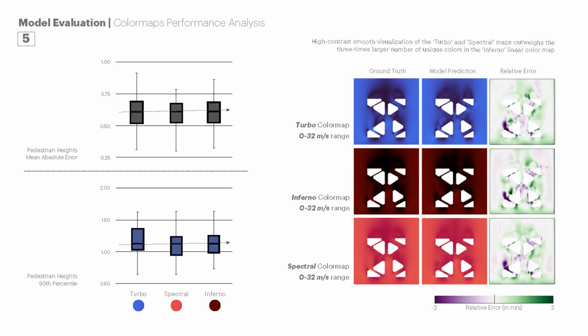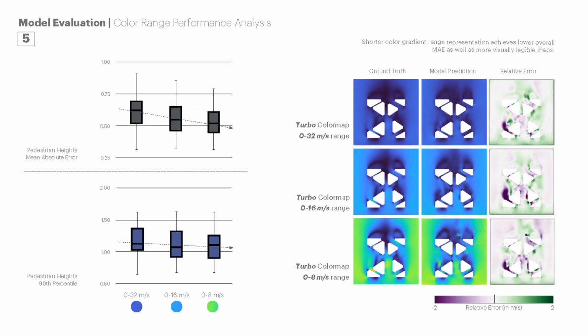The first thing we looked at was the different color maps, and what we found out was the high contrast, smooth visualizations of the turbo and spectral maps outweighed the 3 times larger number of unique colors in the inferno linear color map. And then looking at the color ranges, we found that a shorter color gradient range representation achieves lower errors as well as more visually legible maps.